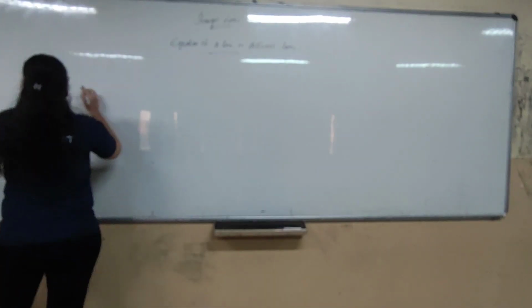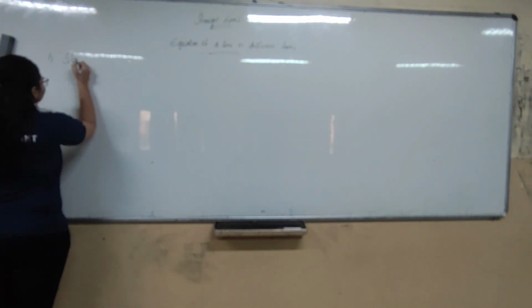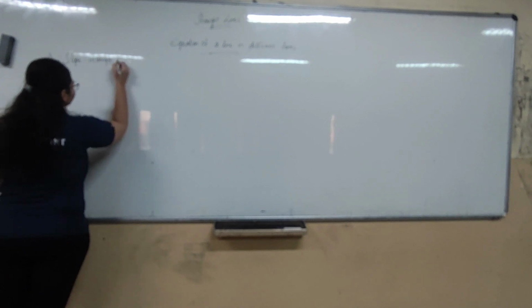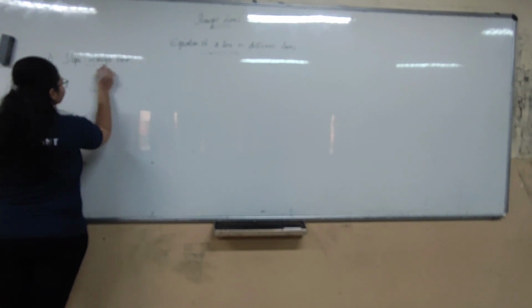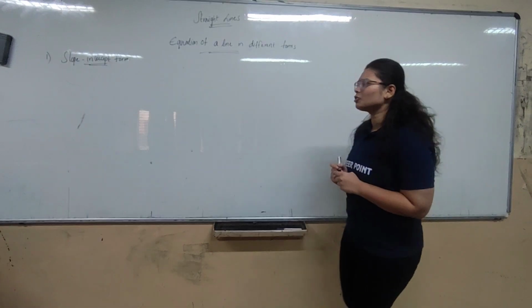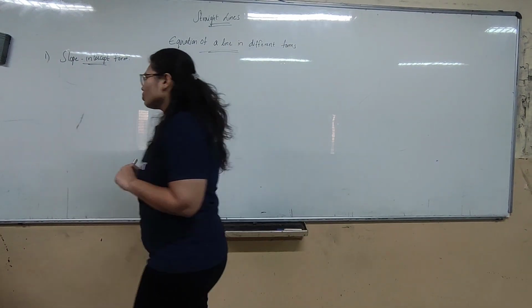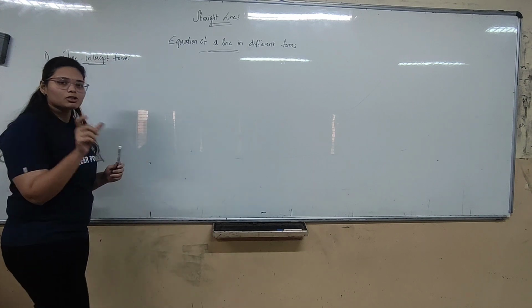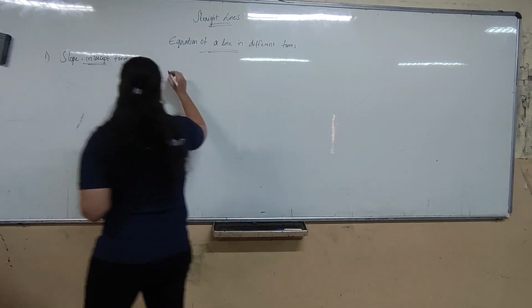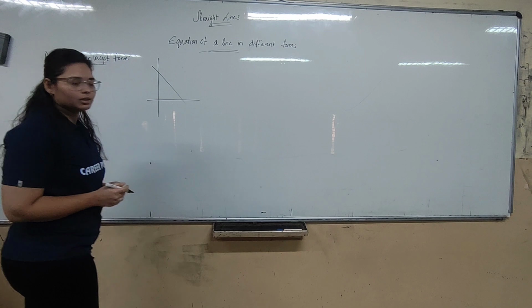Right? So, first, slope intercept form. By now, you know about slope and all that, right? What is the slope of a line? So, how do we represent a line in slope intercept form? Suppose we have a straight line, right?